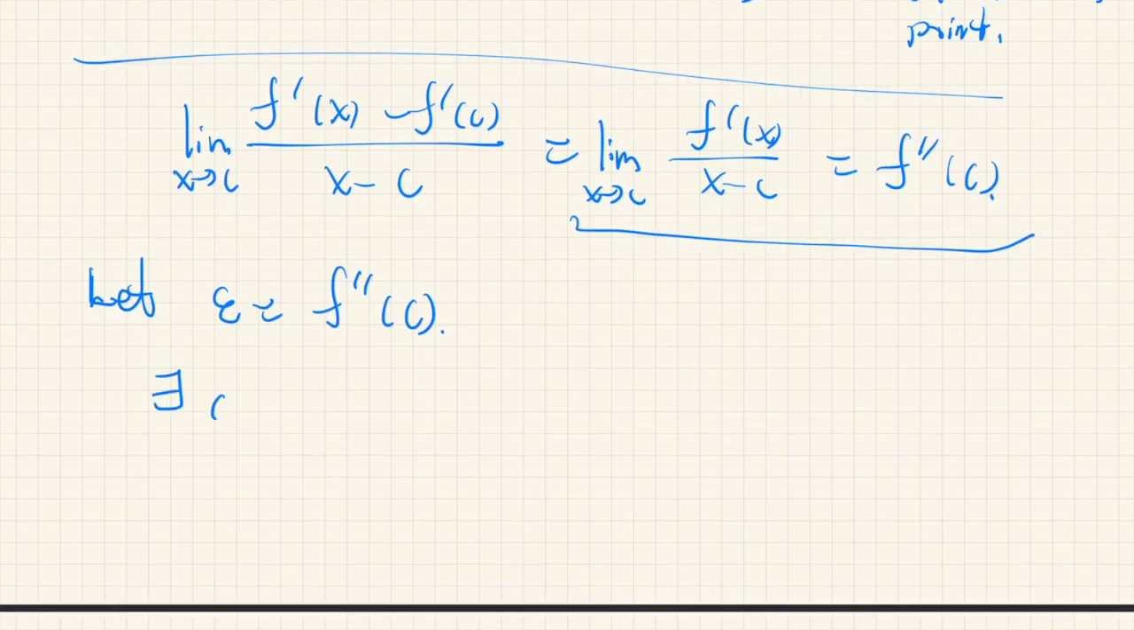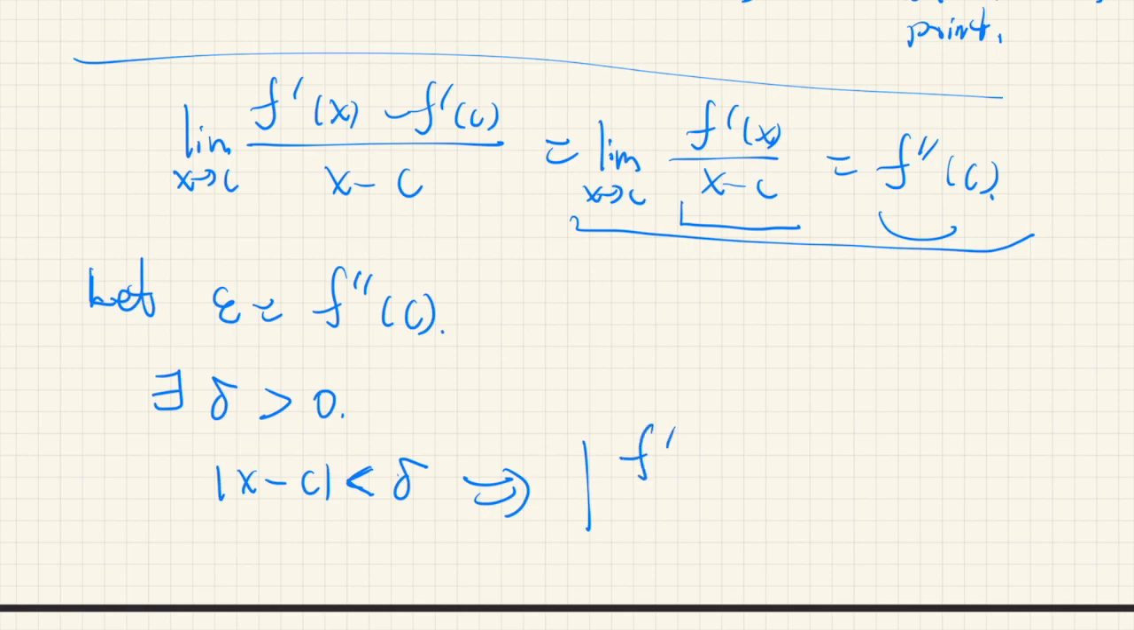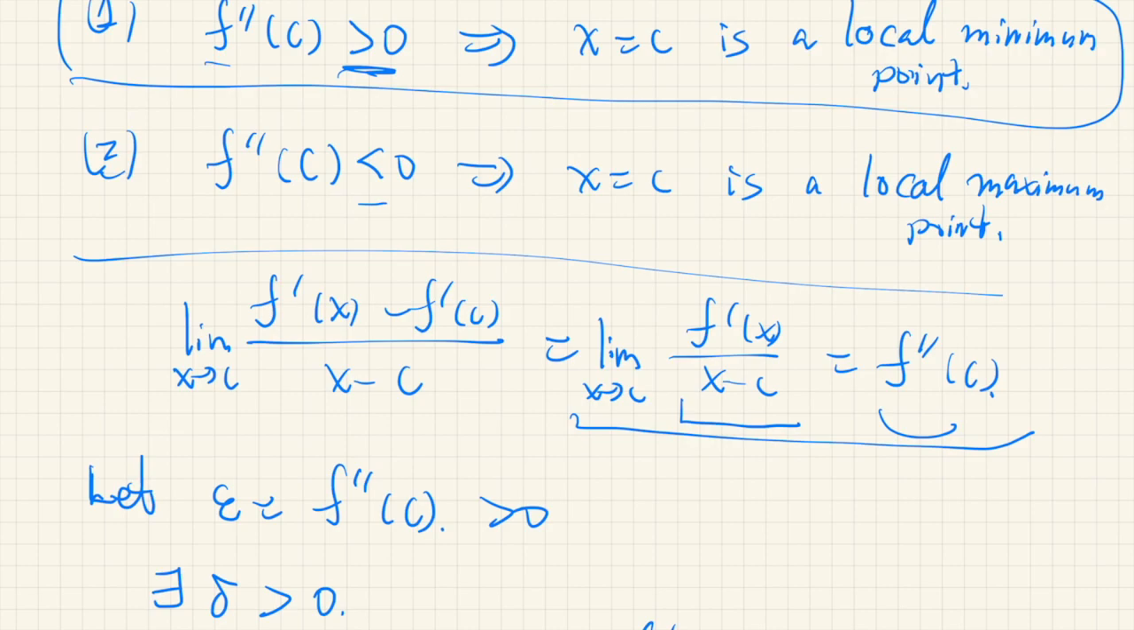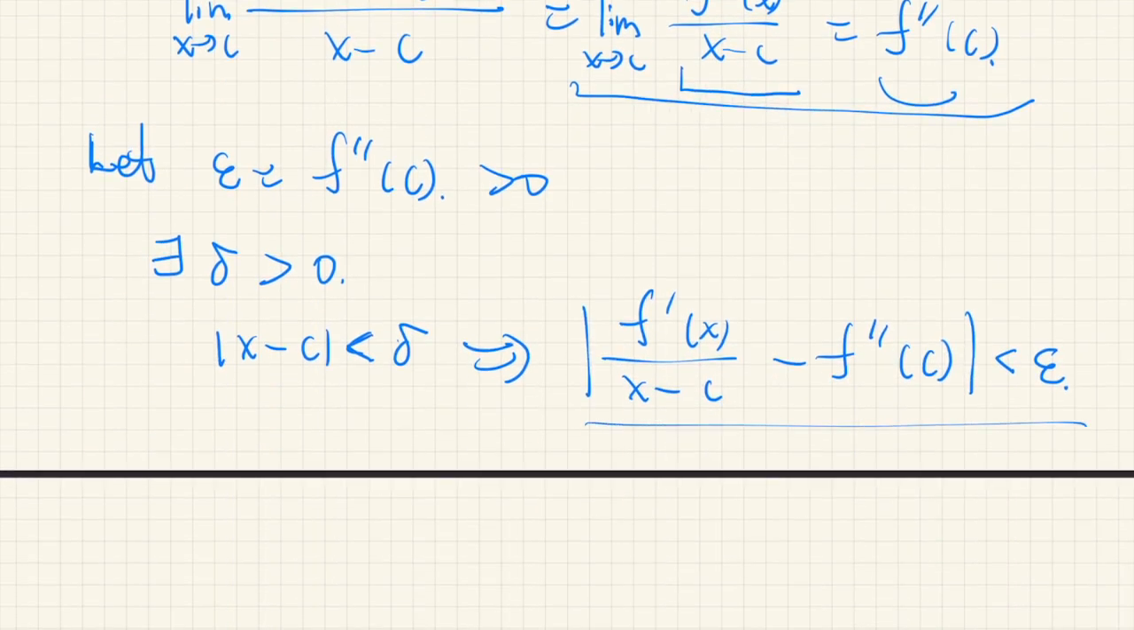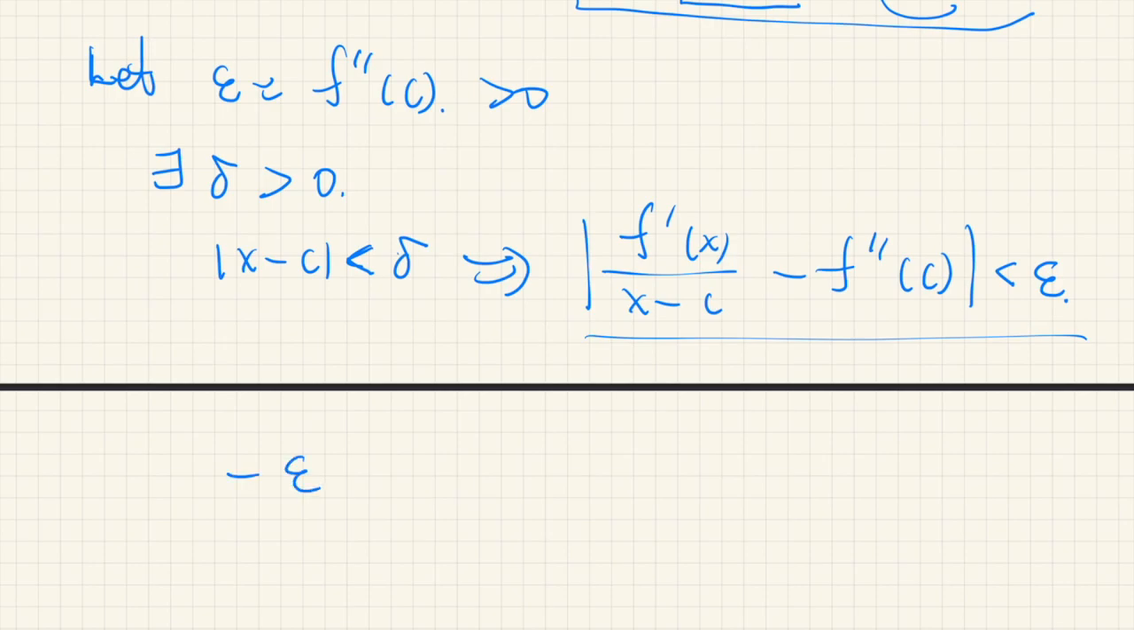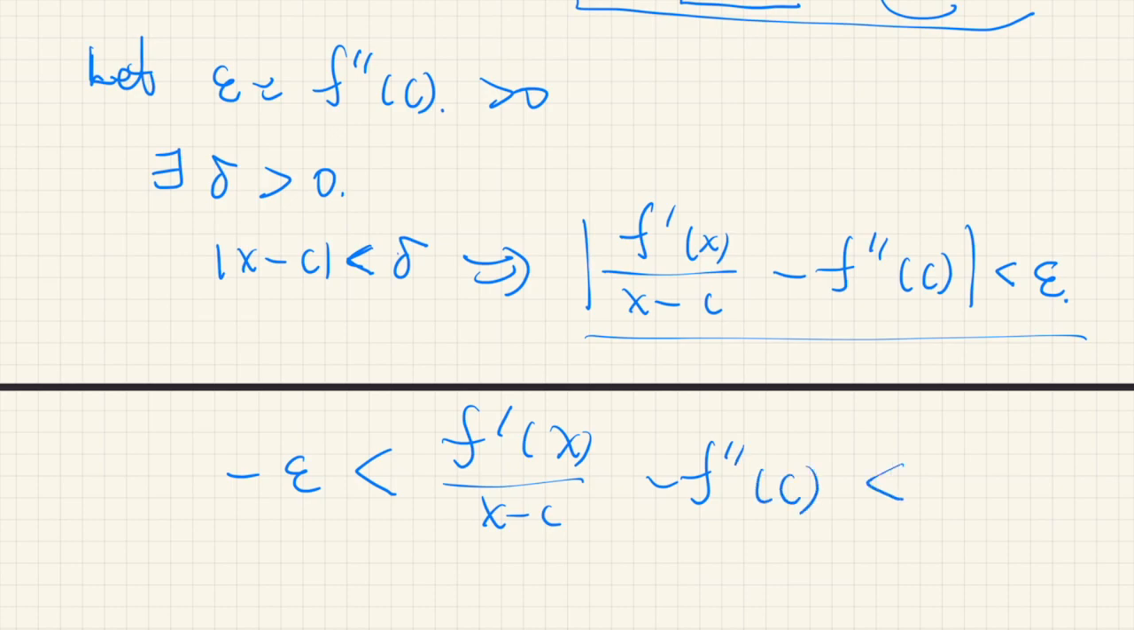So that means there exists some delta that is positive such that if x and c are close enough, that is, the difference between x and c is less than delta, then this implies that the difference between this and this is less than epsilon. That is, f prime of x divided by x minus c minus f double prime of c. So this difference is less than epsilon. By the way, this is positive by assumption, right? So for the second case, we should put the negative of this. But anyway, now we have this. So this implies, in particular, negative epsilon less than f prime of x over x minus c minus f double prime of c, which is less than epsilon.